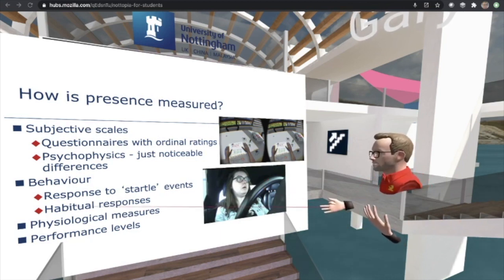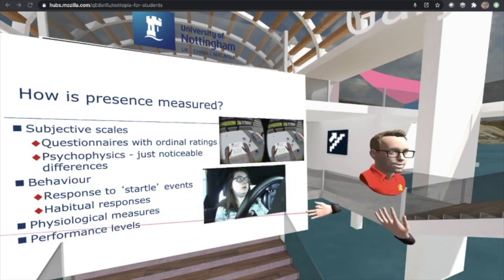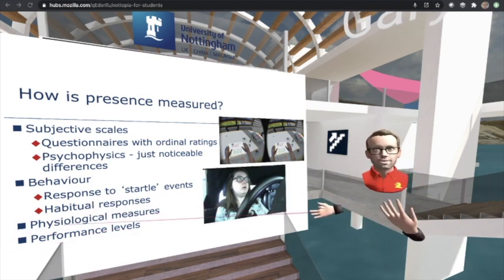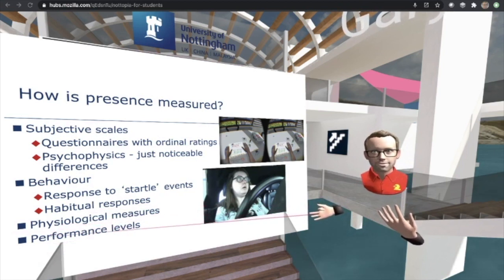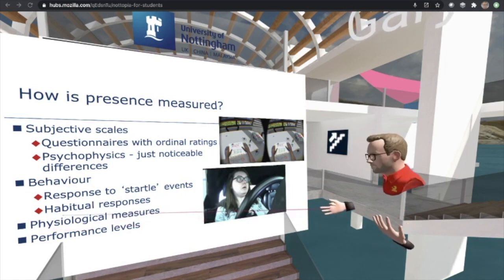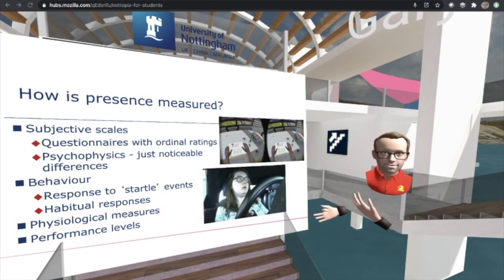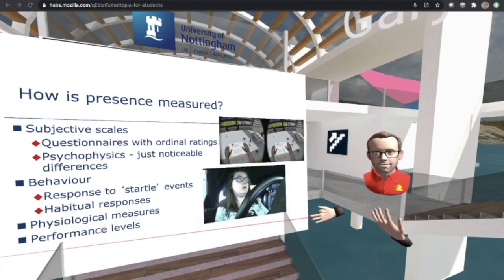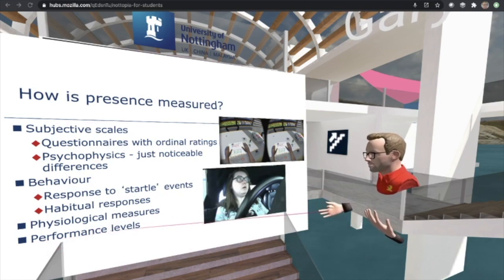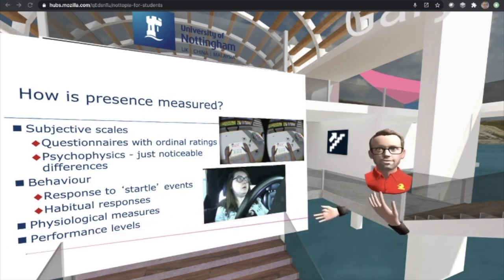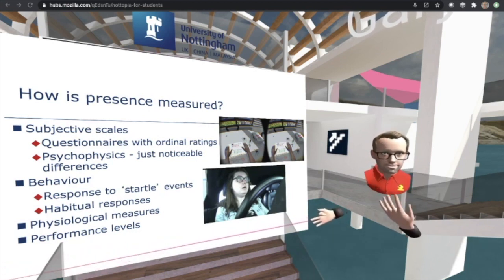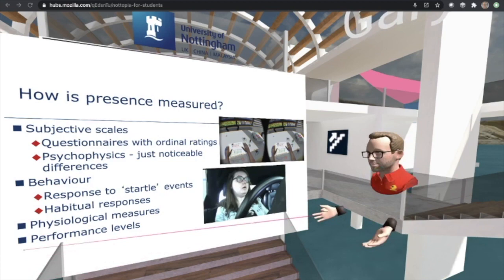But you may get habitual responses. I've mentioned in the 360 videos about people putting their seatbelts on before they get into a car. That's a habitual response associated with high levels of presence. We may have physiological measures in terms of sweating or the heart rate increasing that represent an emotional response. And as mentioned before, just levels of performance that are consistent with levels of performance in the real world, also associated with high levels of presence.